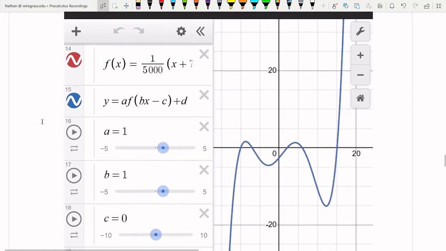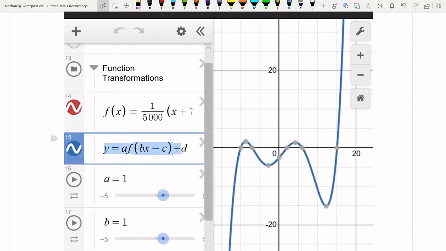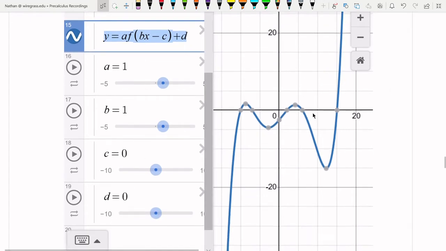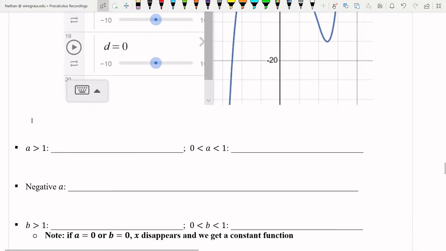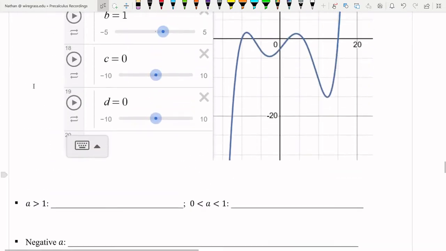So I've got a little graph set up here. This is the actual function itself. It's this long function here. That's not really that important. What is important though is that I have the actual transformation, a times f of x and all that stuff, and then I have sliders for each one of these things. And we're going to look to see what each one of these things does to the function itself. And we're going to answer these questions down here about each of the parts. So first off, let's look at a and b.